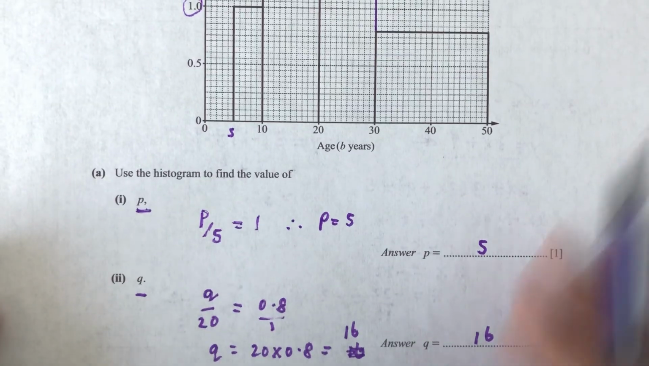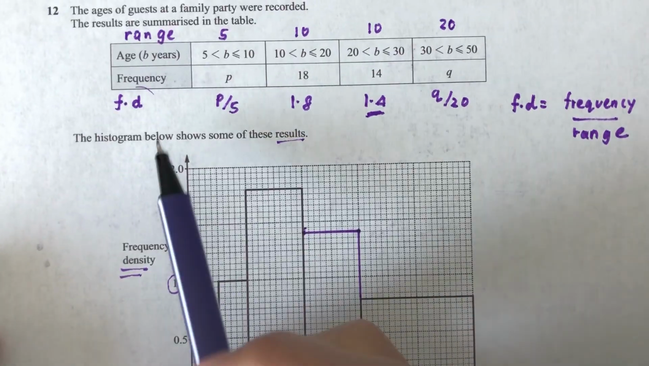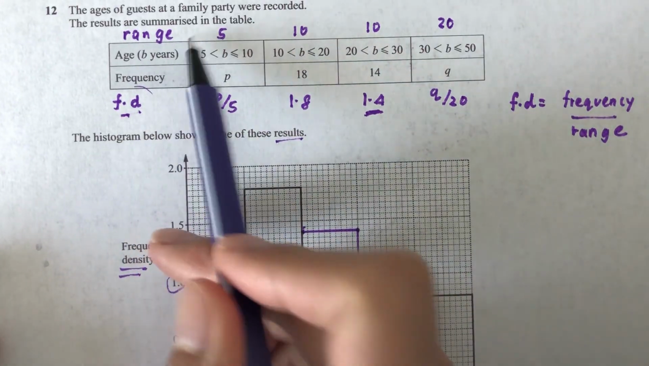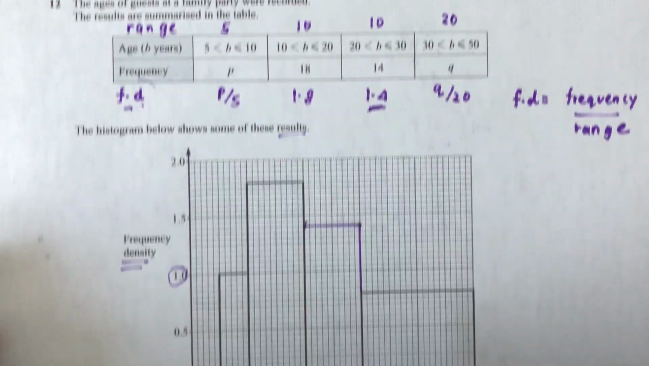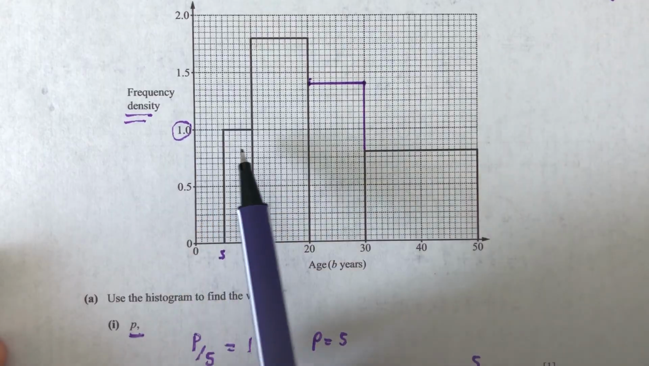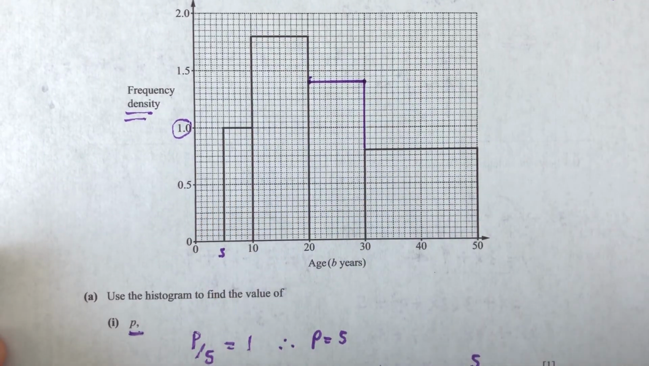So the main point here is know how to find the frequency density and write down your range so you know these values, and then it is very easy to find them on the graph and complete the histogram.